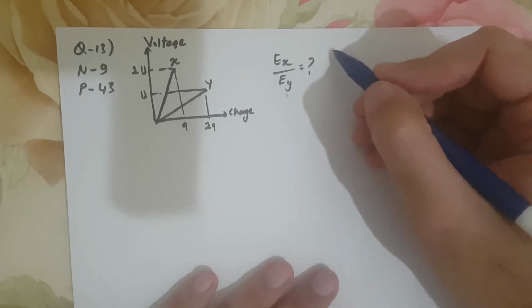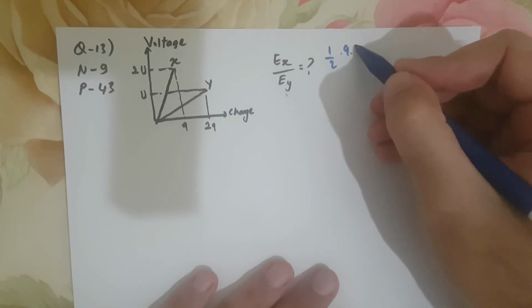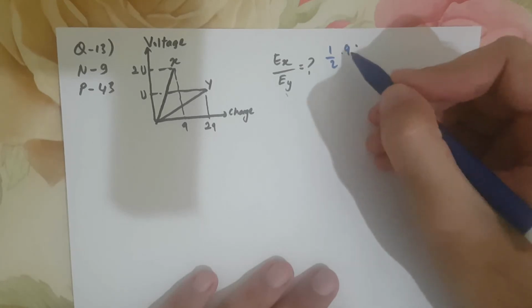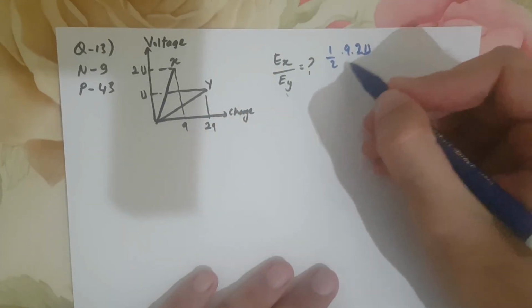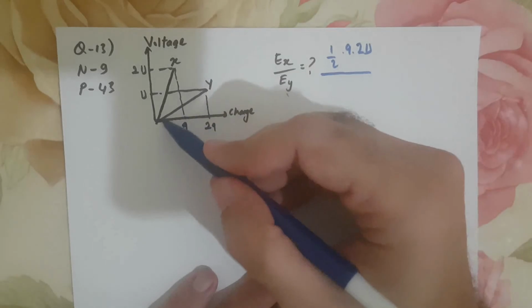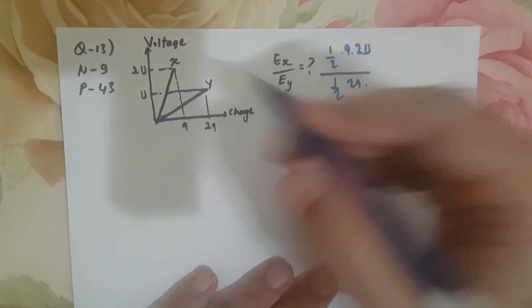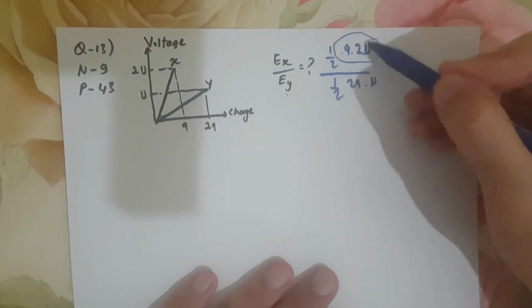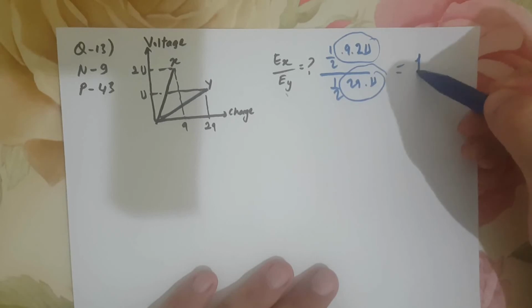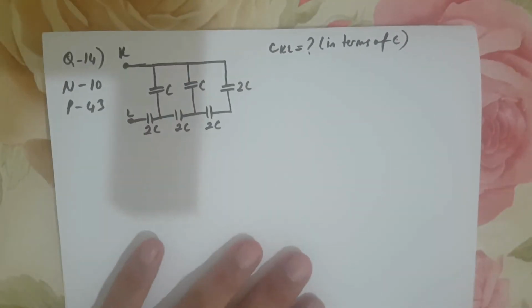So this formula is the half times Q over V, but here the V for x is 2U. And then what about the y? Look at this y, 1 over 2 times 2Q times U. So as you see, that is the same, and this one is the same, the ratio is 1. Okay, let's look at the next question.